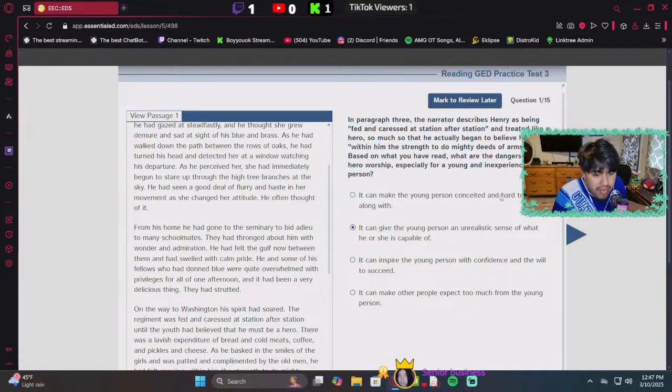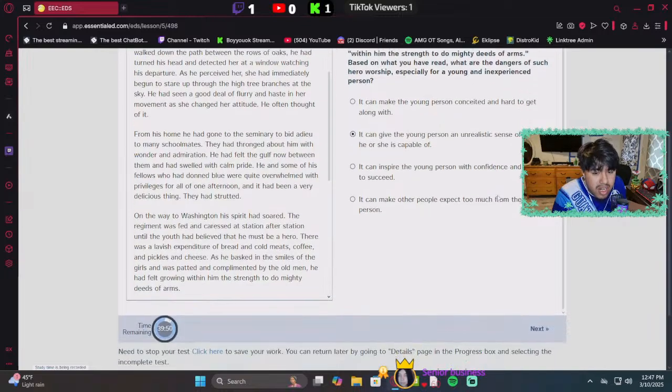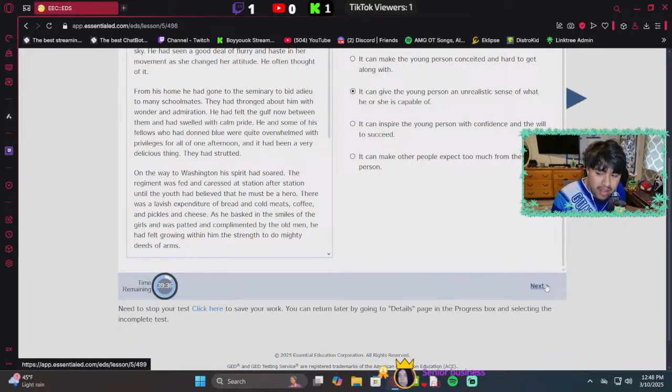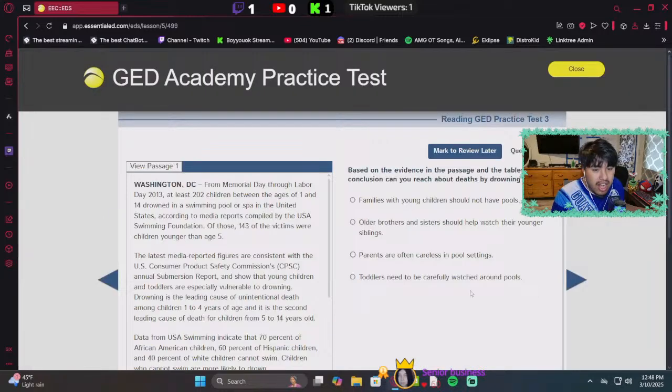I'll take this one. Young person, an unrealistic sense of what he or she is capable of, for real. For real. You give somebody too much praise, too much glaze, they gonna end up clip mining themselves on a trip mine or something, bruh. Alright, next.